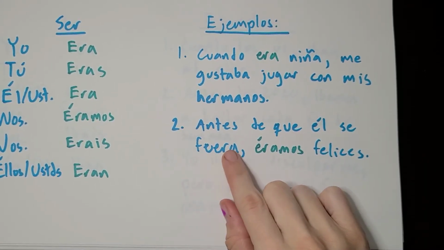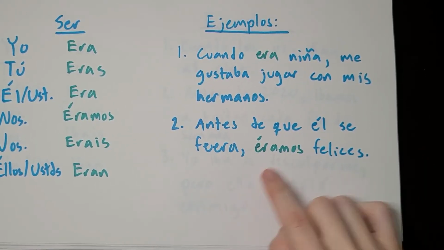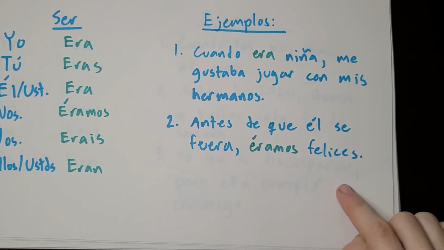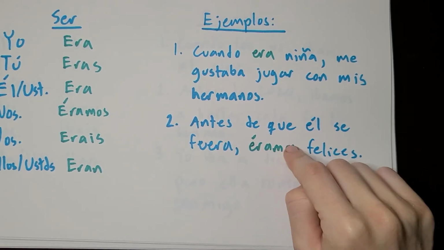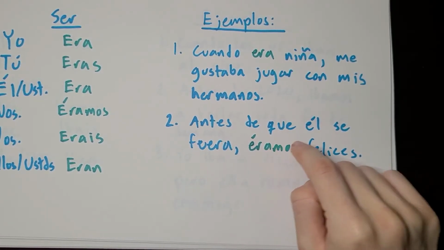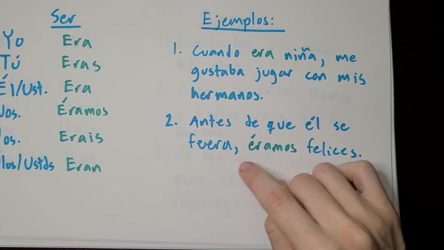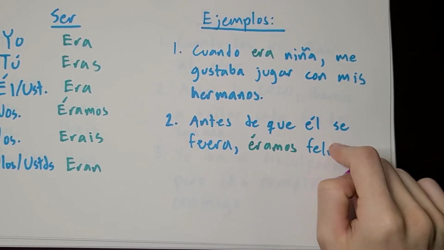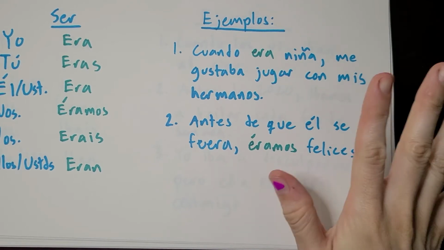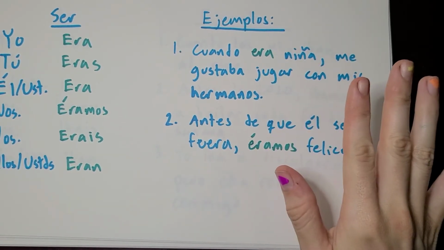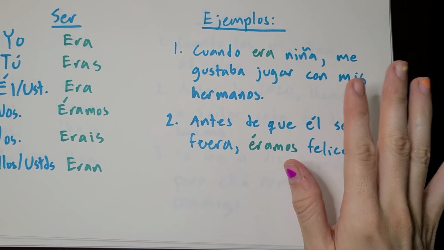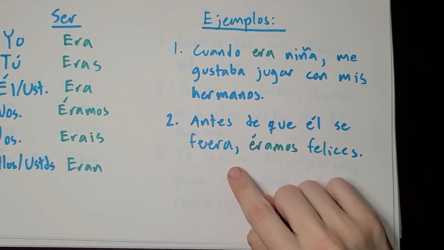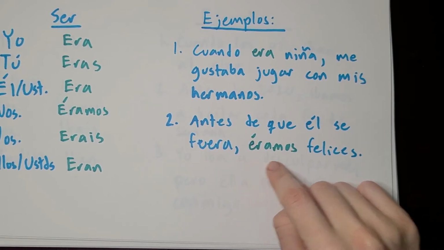Number 2. Antes de que él se fuera, éramos felices. Antes de que, before, él se fuera, before he left. Remember, when you say antes de que, you need to use the subjunctive. So this is actually the past subjunctive here. Don't worry about that. I just want you to know why it's not él se fue or él se iba or something like that. Antes de que él se fuera, before he left, éramos felices.